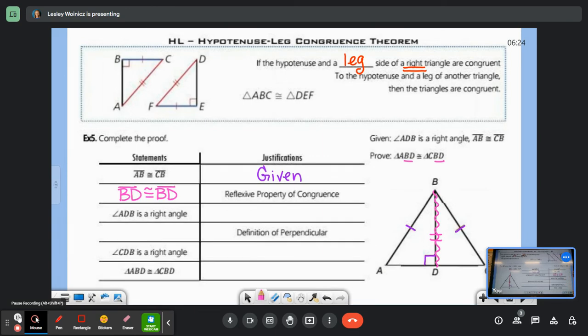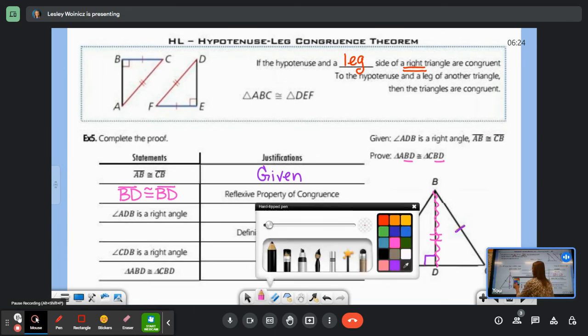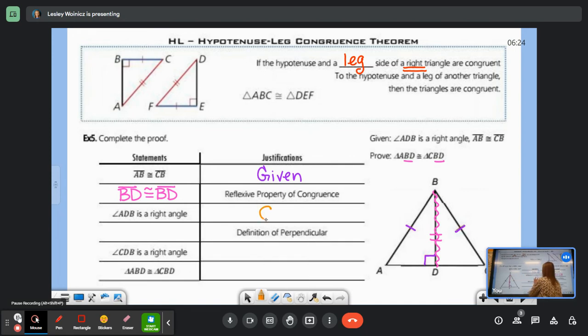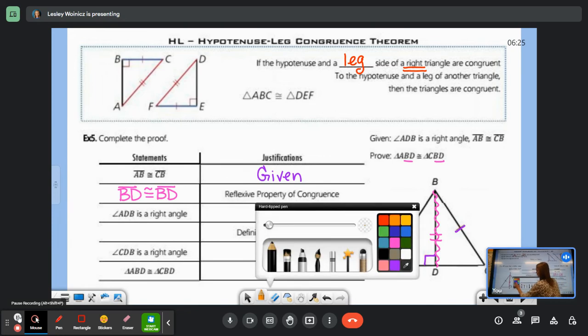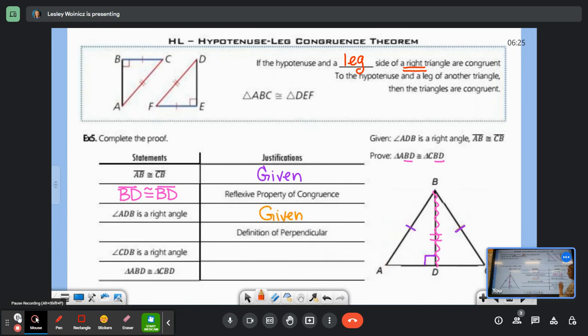Okay, next. It tells me that angle ADB is a right angle. Well, that was given to me, so I'm going to write given for that. Now, what I know if that is a right angle, is that BD is perpendicular to AC. And that comes from the definition of perpendicular. So that's my next step. BD is perpendicular to AC.